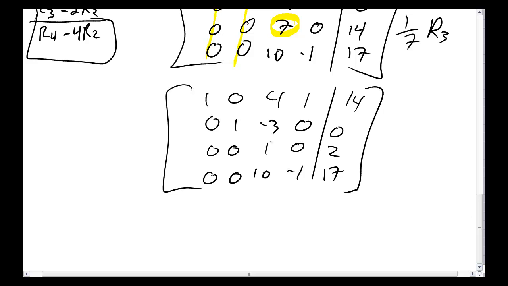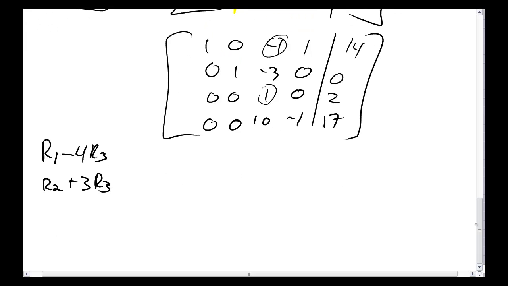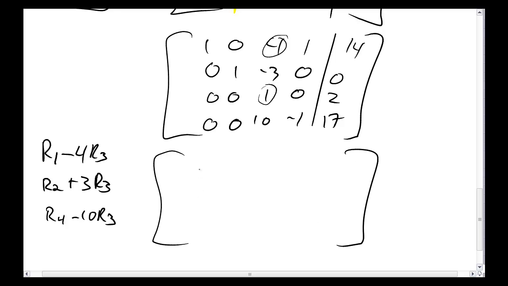Now I'm pivoting around this number here in the third row, so let's talk. Row 1, I need to subtract 4 times row 3 from, because there's a 4 here. Row 2, I need to add 3 times row 3. And row 4, I need to subtract 10 times row 3 to get the zeros there. Row 3 is the one that's not being changed. It's the one that's doing the changing. So I copy him down. Everyone else is going to change.